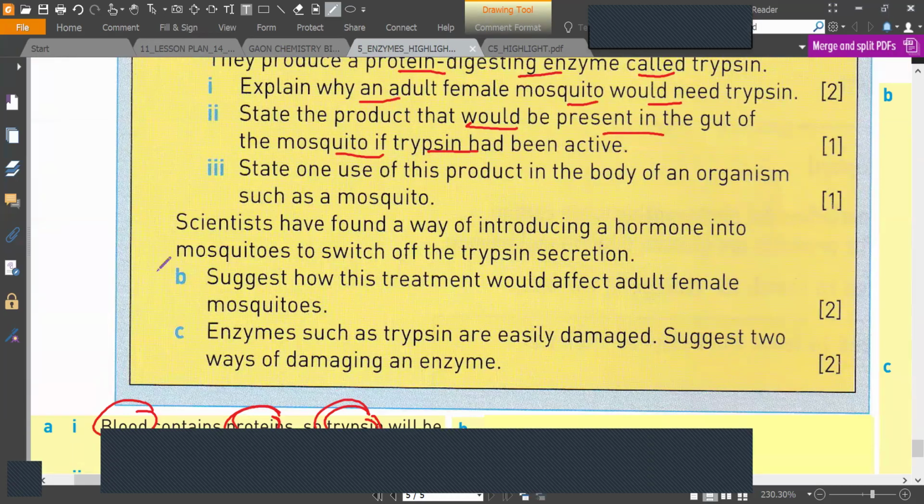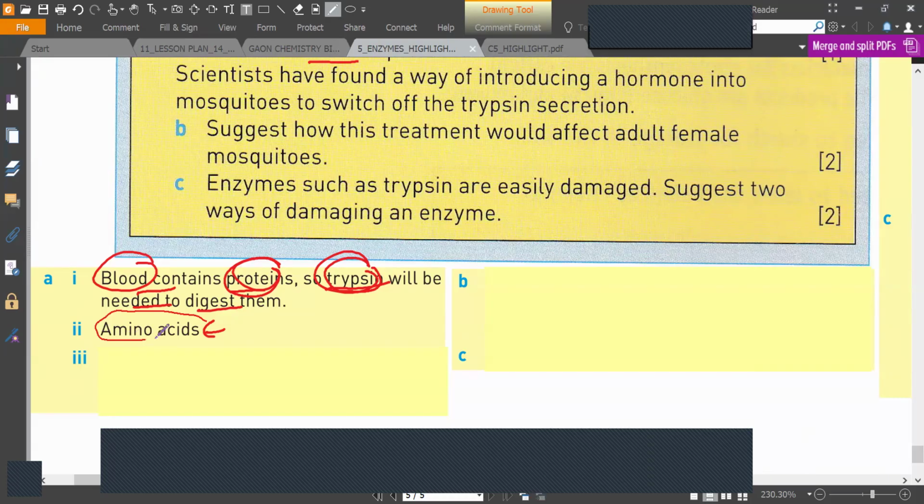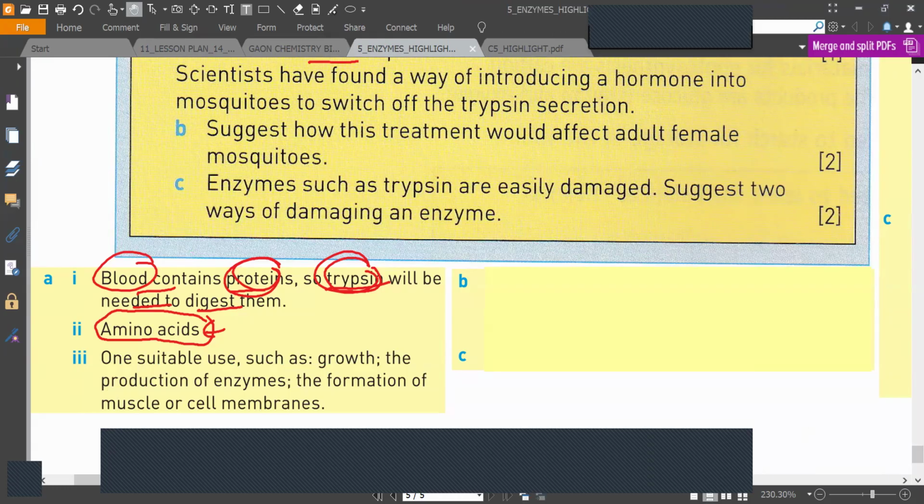Okay. Next. State one use of this product in the blood of an organism such as mosquito. So we are talking about amino acid. Why will amino acid be very useful for mosquito? Because the amino acid can be made into proteins by the mosquito. So the mosquito can use it for growth, to produce enzymes, to make muscle or cell membrane, things like that. So amino acids are very useful for the mosquito.